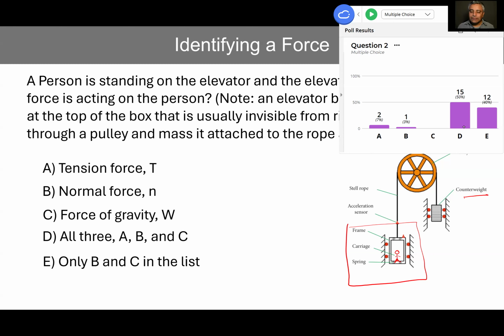Is rope really pulling the person? Is rope tied to the person? You want to ask that question yourself before you choose whether tension is acting on the person or not, because we learned tension is a contact force. Without touching, it cannot act. Okay? So, is a rope touching the person? Yes or no? Can you type that on the chat?